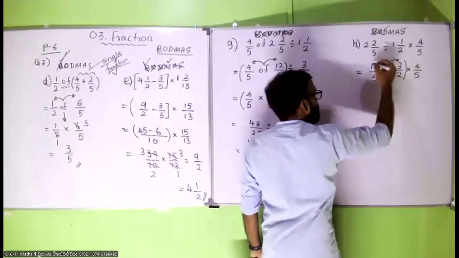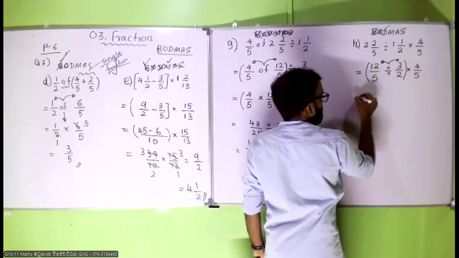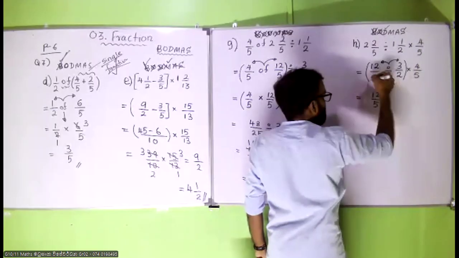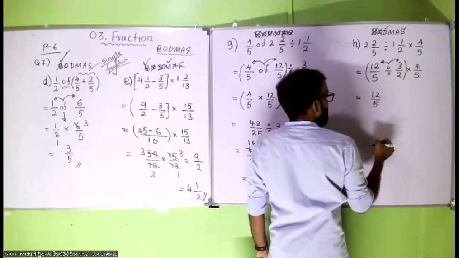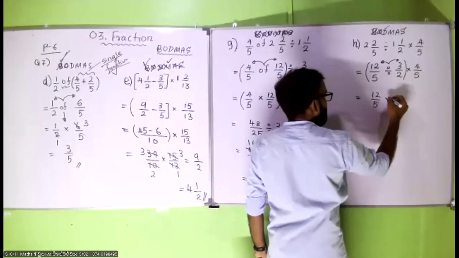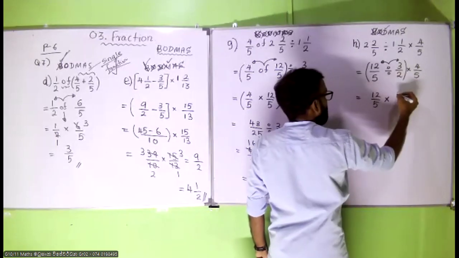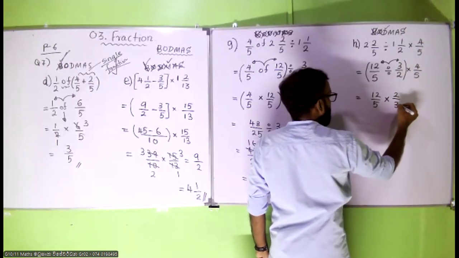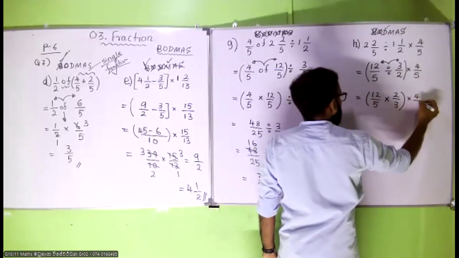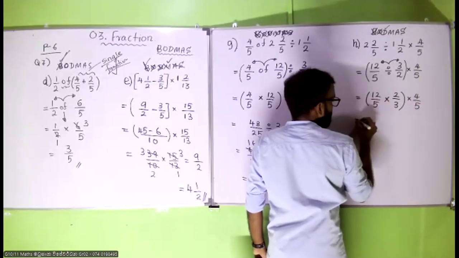So put a bracket to this side and this side, fraction 12 upon 5, until I get a single fraction inside this bracket. I have to simplify. The division mark can be converted into multiplication, so we have to take the reciprocal of the other fraction. Multiply 4 upon 5.